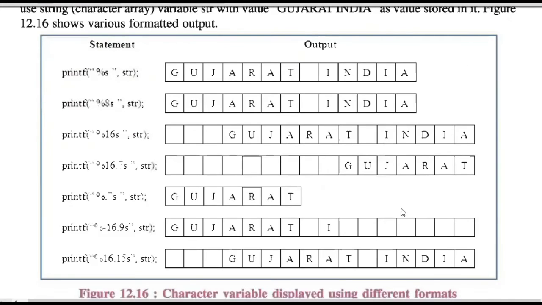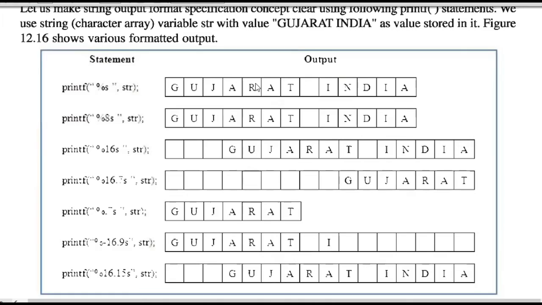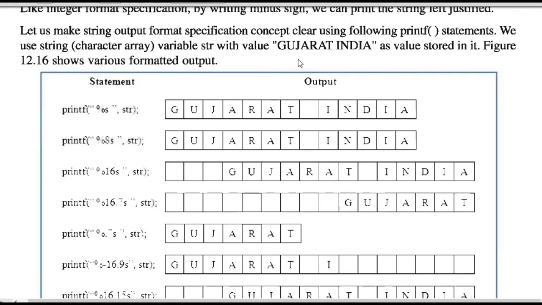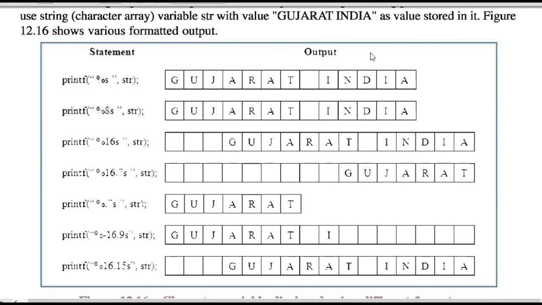This is for strings. Okay, for example the string is Gujarat space India, like this, Gujarat space India. Actually there are 1 2 3 4 5 6 7 8, that is space, 8 9 10 11 12 13 characters. Okay, including space. So here the normal output is %s and str. So Gujarat space India.